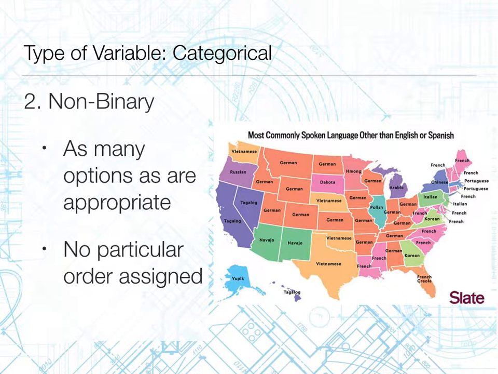If you have more than two categories, you're no longer looking at binary categorical data. Here you can have as many options as appropriate, but there's no hierarchy. For example, in this graph, we can see third languages spoken by state. Hair color and eye color are other examples of this.